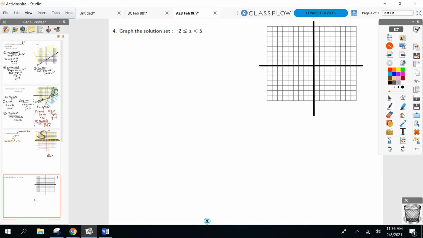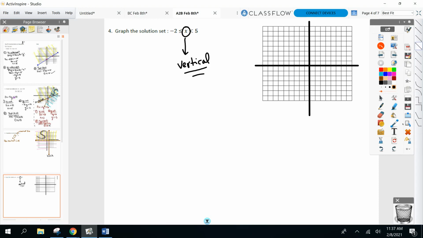All right, we see -2, X, and 5. Hey, X is by itself. There's no Y with it. We just talked about that last problem. This is going to be vertical. In fact, you're not going to have just one vertical line. You're going to have two vertical lines on this one. X is between -2 and 5. So I need a vertical line at -2, and I need a vertical line at 5. We just have to figure out if it's going to be dashed or solid here.